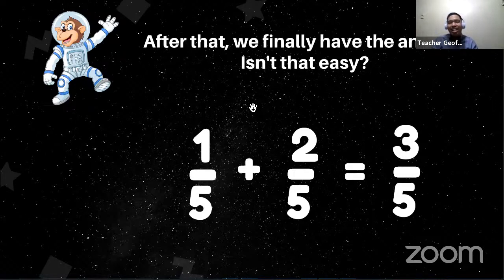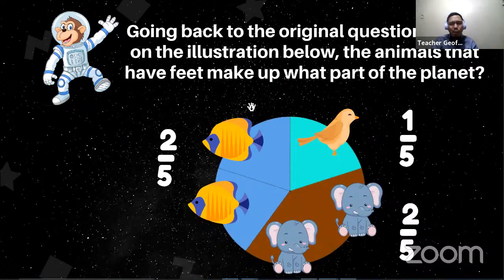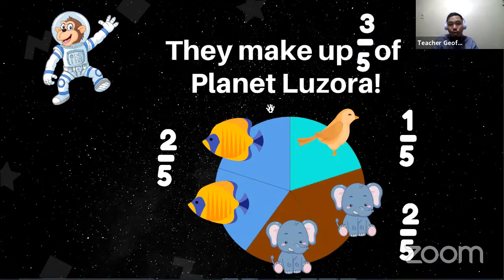All right? That's easy. Now, going back to the original question, based on the illustration below, the animals that have feet make up for what part of the planet? As mentioned a while ago, they make up 3/5 of the planet Luzora. Okay? So hopefully you kids are following. Because of the addition of fractions, we were able to determine how much part of the planet is composed of animals that have feet.